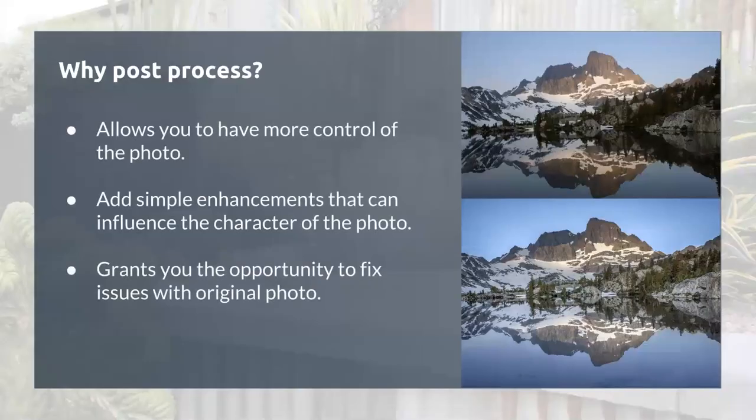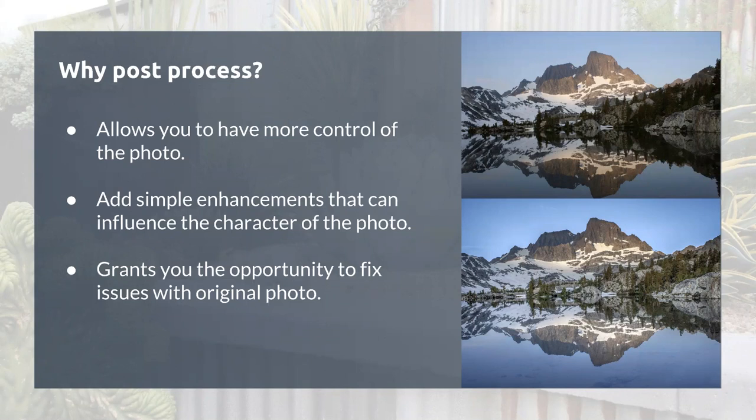So why do we post-process in Photoshop? It allows us to have a lot more control over what we show in the photo. It also allows you to add simple enhancements or change the mood of the photo altogether. But then also, and this is probably the best part, it grants you the opportunity to fix issues with the original photo. So if you do something wrong, say your exposure is a little off, or there's a blemish in the photograph, I mean, there's a lot of room for error when you're out in the field shooting, and being able to open up in Photoshop allows you to correct issues such as these.